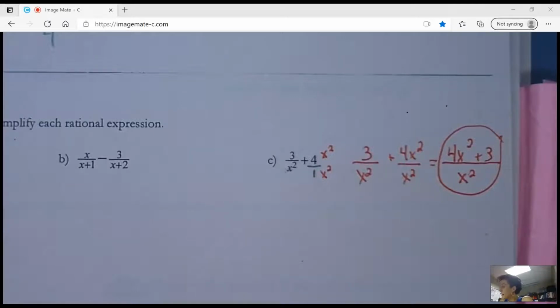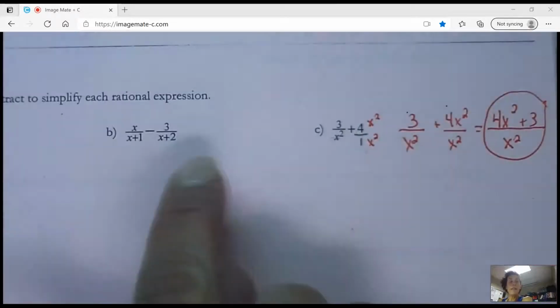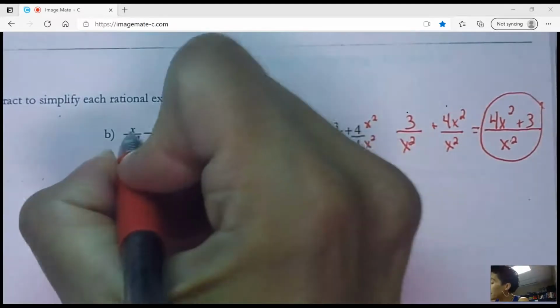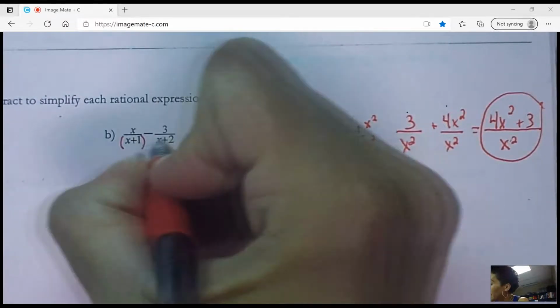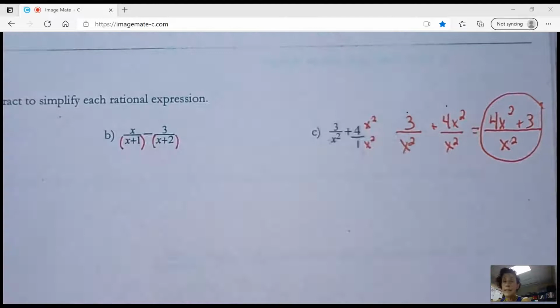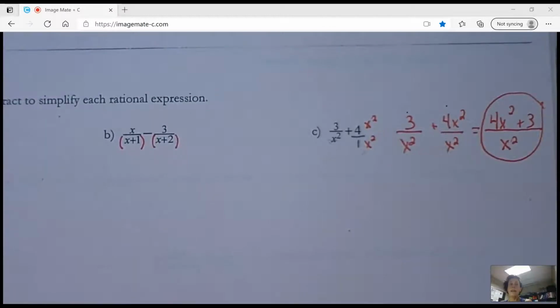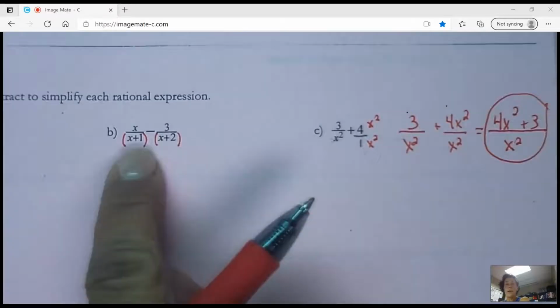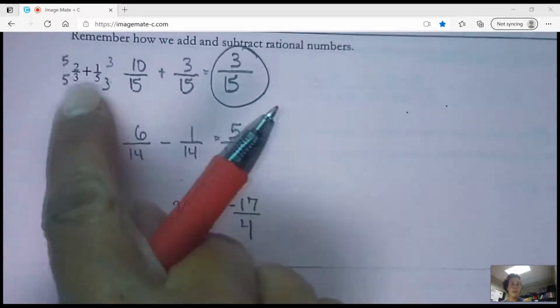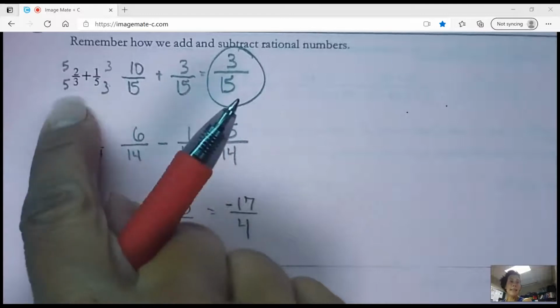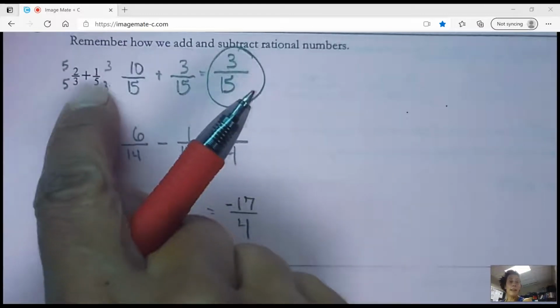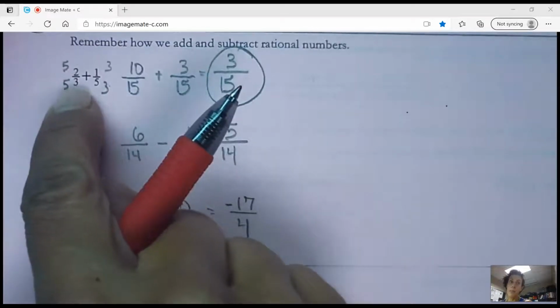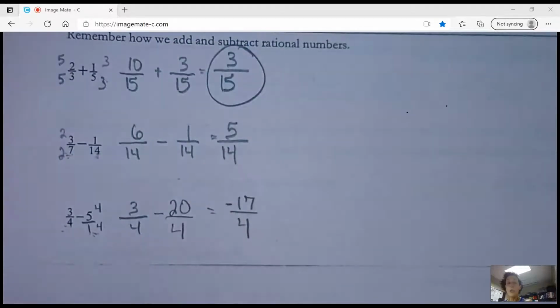So the next one I think that we're going to take a look at is B. So the idea of B is this whole denominator is x plus 1, and this whole denominator is x plus 2. And so I need them to have a common denominator. So this one is really similar to this first problem. In the end, what I kind of did is I took this denominator times the other one's denominator, and I took this one times the other one's denominator, which is what will happen here.